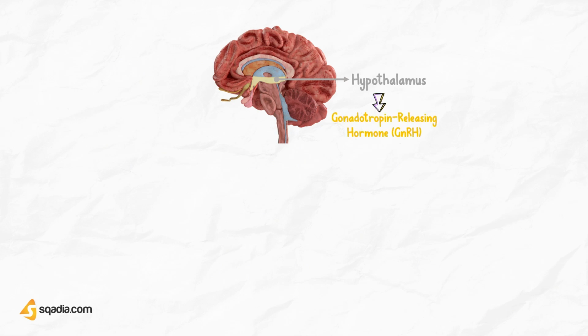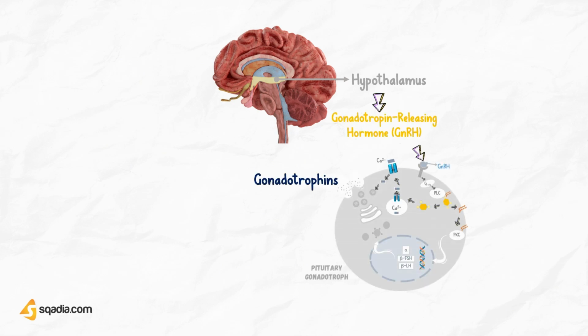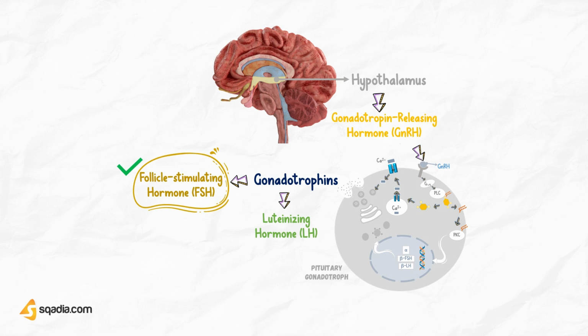The gonadotropin-releasing hormone, released from the hypothalamus, stimulates the cells of the anterior pituitary, called gonadotrophs, to secrete gonadotropins. That include two types of hormones, FSH, or follicle-stimulating hormone, and luteinizing hormone, or LH. Here, in this particular part, we will have a look at the follicle-stimulating hormone, also known as FSH.